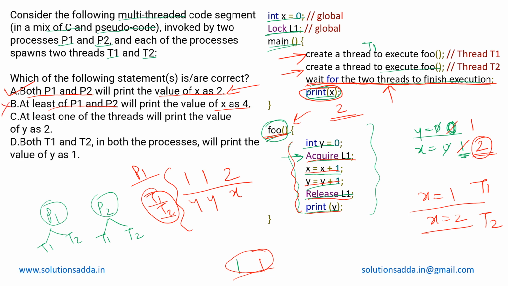Then option C is saying that at least one of the threads will print the value of Y as 2. Y never becomes 2 because it is a local variable. So every thread will print its value as 1 itself. Both T1 and T2 in both the processes will print the value of Y as 1. So this is the output for P1, and in the same way for P2 we'll also get the same output, 1, 1, 2. All of them are printing the value of Y as 1 only. So this is also correct. So we got options A and D both to be correct in this.